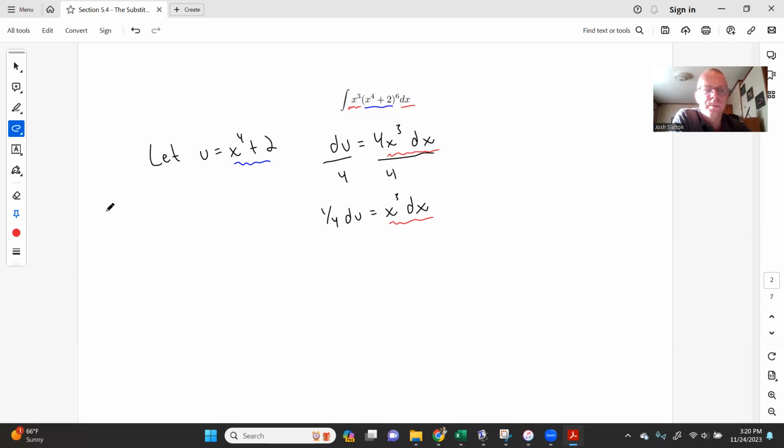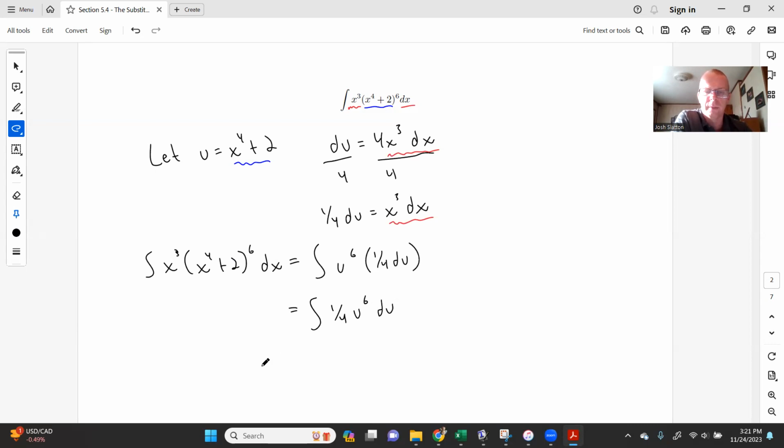All right, so now let's do the substitution. The integral of x cubed times x to the fourth plus 2 to the sixth dx equals the integral, and we have x to the fourth. Now, probably on these, when you're doing the substitution, you're going to find the u part first and then do the du. You can't just say where is the x cubed. x cubed dx is all the same part, and then this is the other part. So x to the fourth plus 2 is u. We raise that to the sixth, so we have u to the sixth. And then x cubed dx is 1/4 du. And if we want to write that a little bit more nicely, we can do that.